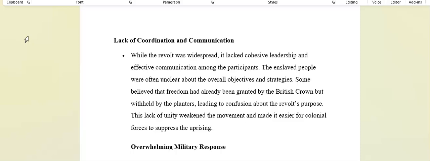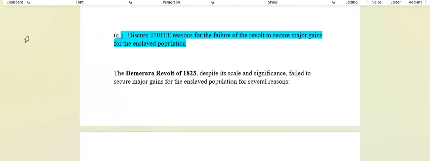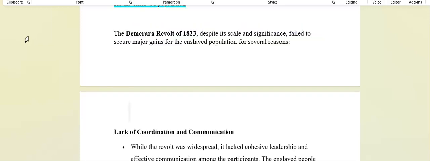The enslaved people were often unclear about the overall objectives and strategies of the revolt. Some believed that freedom had already been granted by the British Crown but withheld by the planters, and because of the lack of communication this led to confusion about the revolt's purpose. This lack of unity weakened the movement and made it easier for colonial forces to suppress the uprising. So, lack of coordination and communication was one of the reasons for the failure of the revolt to secure major gains for the enslaved population.